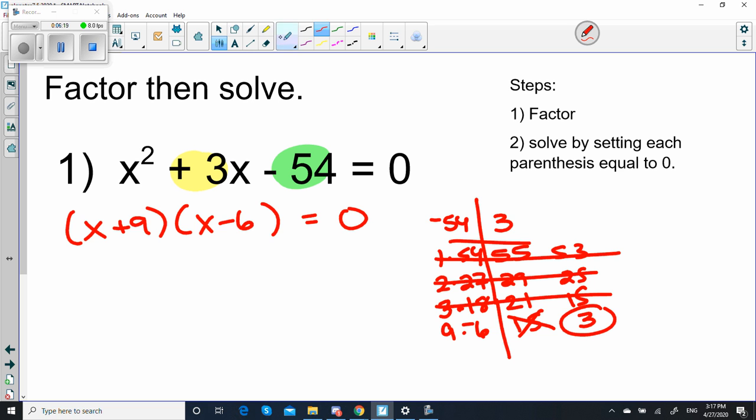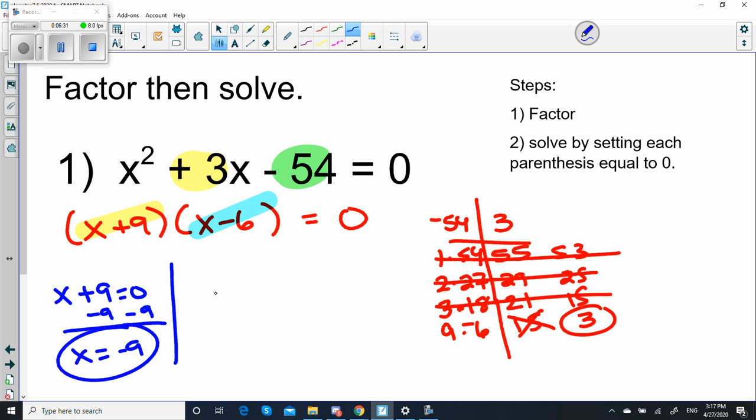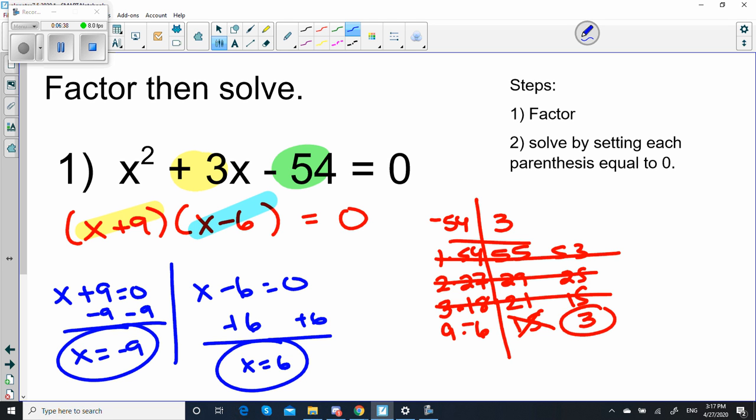So now I can take both of the parentheses just like I did in section 7.4, set them equal to 0 and solve. So x plus 9 equals 0 will be one of the solutions once we solve it. So the first one is negative 9. And the second one, I'm going to add 6 to both sides. So x is 6. So there are my two solutions, negative 9 and 6.